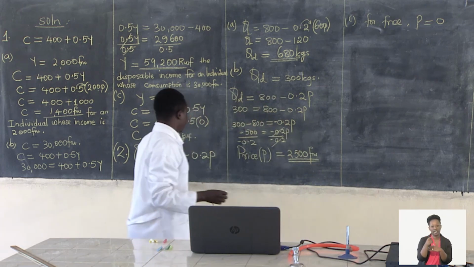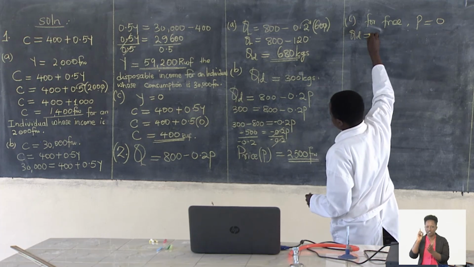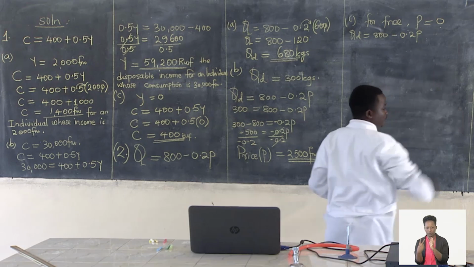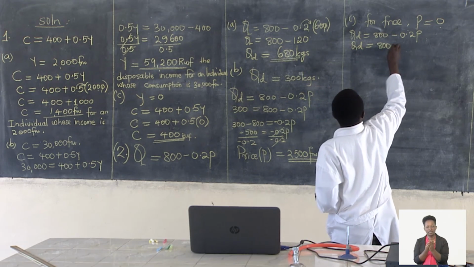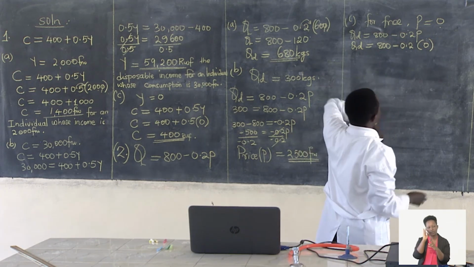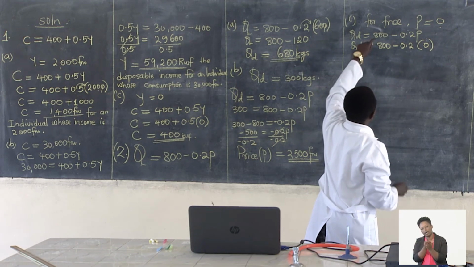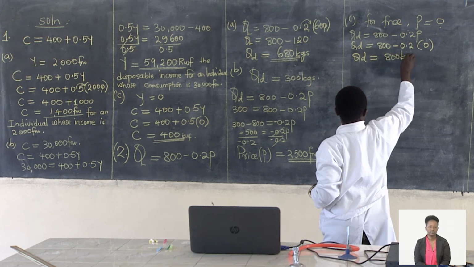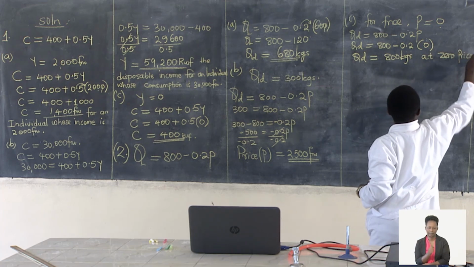Therefore, you come back to your original linear equation, whereby quantity demanded equals 800 minus 0.2 times price. Price is 0, because the commodity was given for free. So quantity demanded now will be 800 minus 0.2 times 0. So at 0 price, the quantity demanded will be 800, as you can see. This is a quantity demanded of 800 kilograms at 0 price.